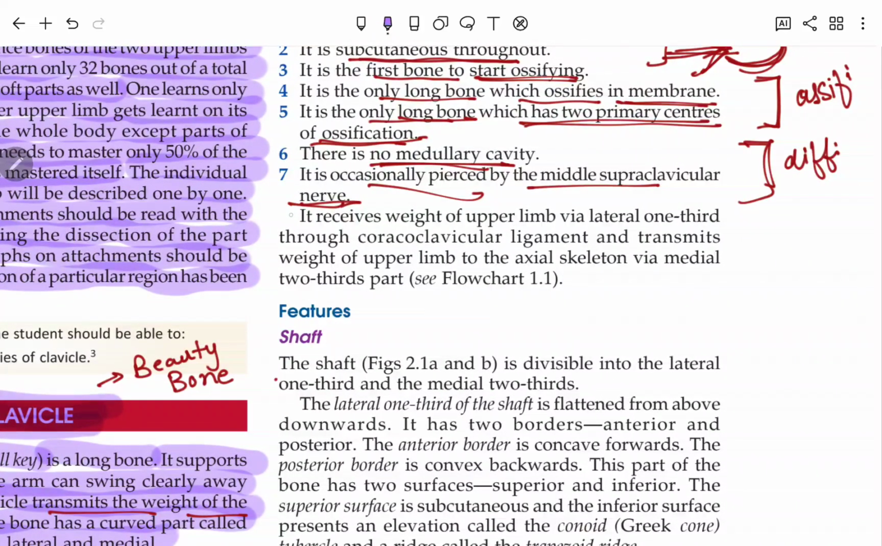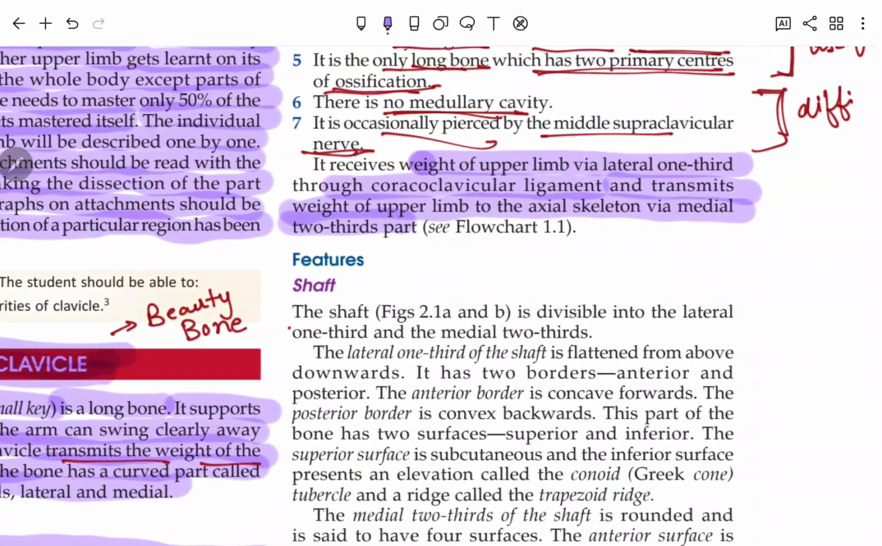Now next, it receives the weight of the upper limb via the lateral one-third through the coracoclavicular ligament and transmits the weight of the upper limb to the axial skeleton via the medial two-thirds. The ligament for weight transfer is the coracoclavicular ligament.